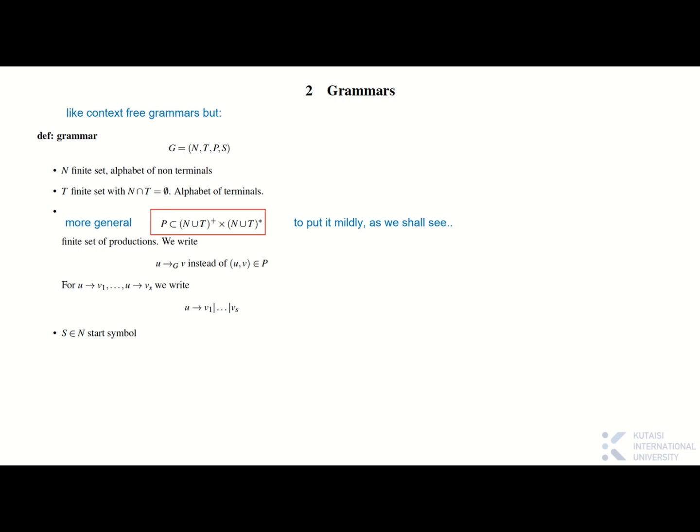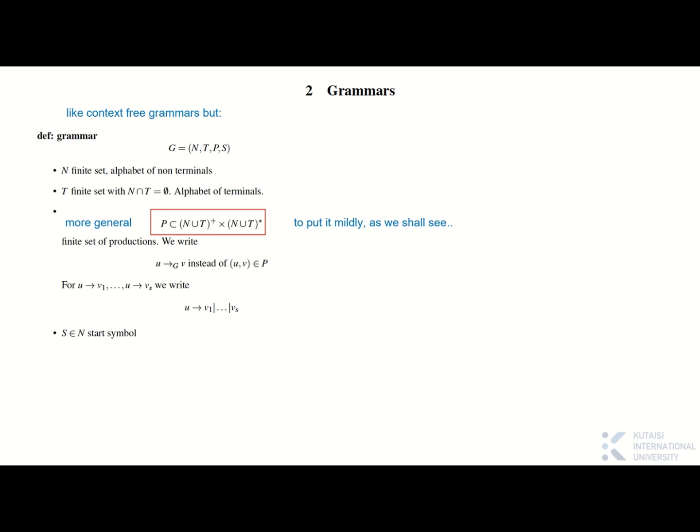So what is N? N is a finite set, just a finite set. We call it the alphabet of non-terminals. You have seen it somewhere in OS, or somewhere. T is a finite set of terminals.